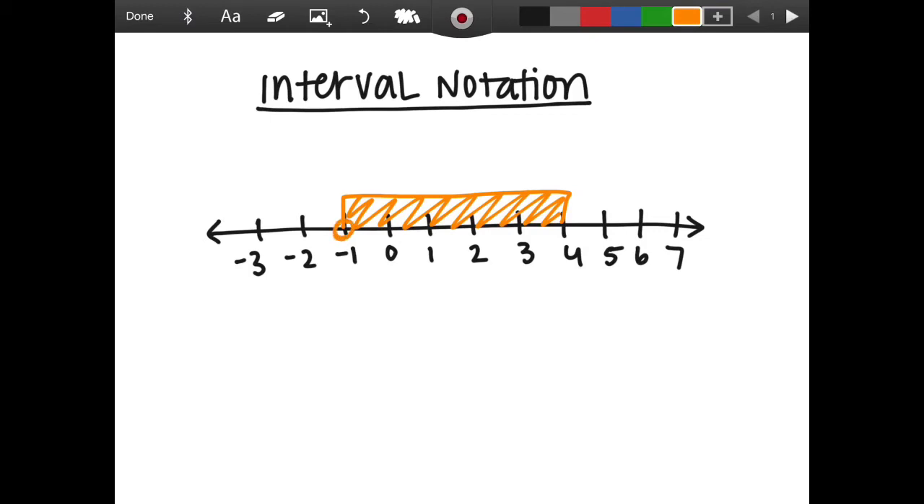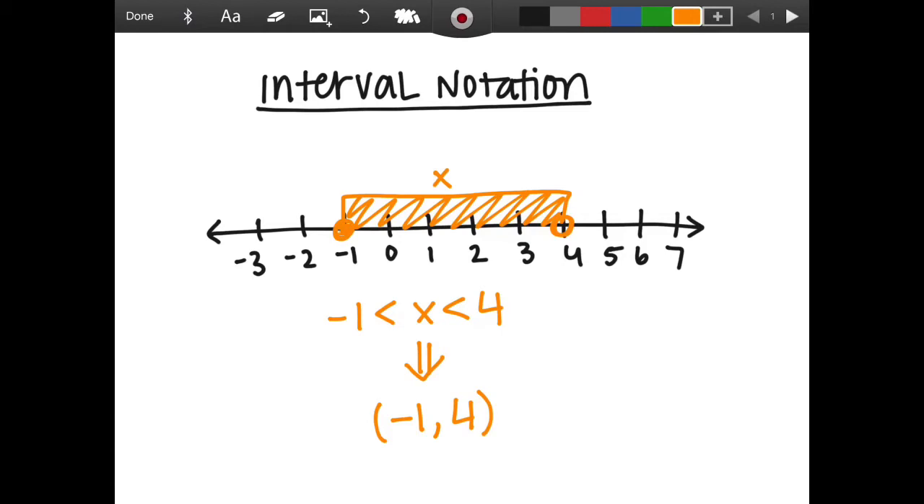If I was going to say, let's pretend all the values in here we're just going to call x. So I can pick any number between -1 and 4, not including -1 or 4. Remember that this means equal to, but if it's not included, then it's just the less than. This is equivalent in interval notation to -1 parentheses 4. It's basically saying I'm starting at -1, I'm going all the way to 4, not including those numbers.